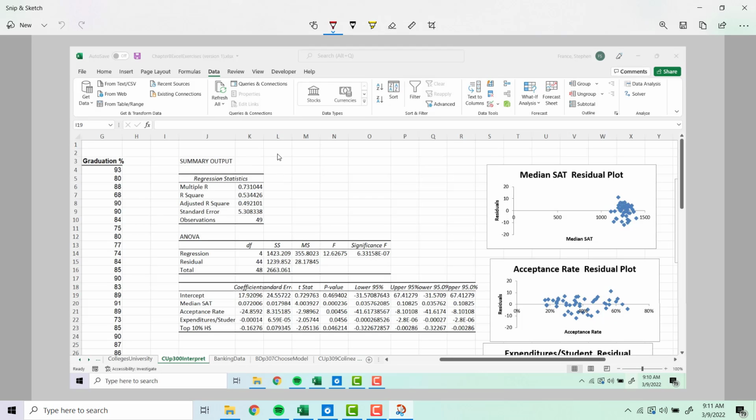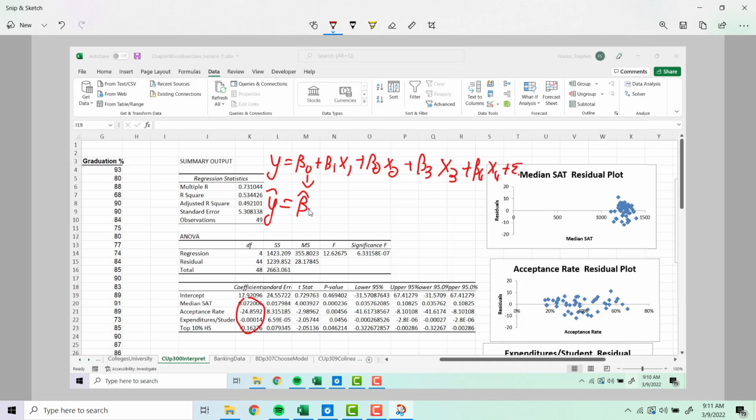Say that we have our y equals beta 0 plus beta 1 x1, where x1 is the median SAT, beta 2 x2 plus beta 3 x3 plus beta 4 x4 plus our error. And then we've estimated, with these values, the coefficients. These are estimates of the betas. You could call them B0. I tend to use beta hat.